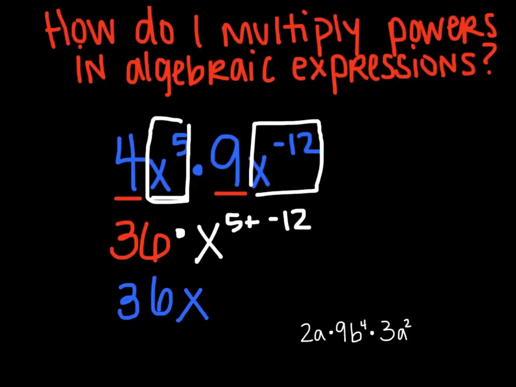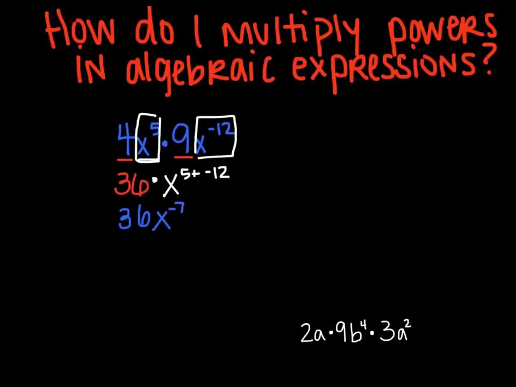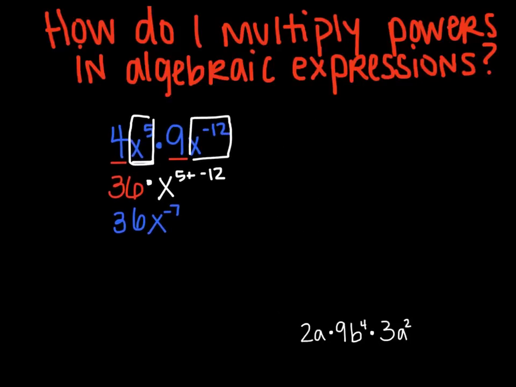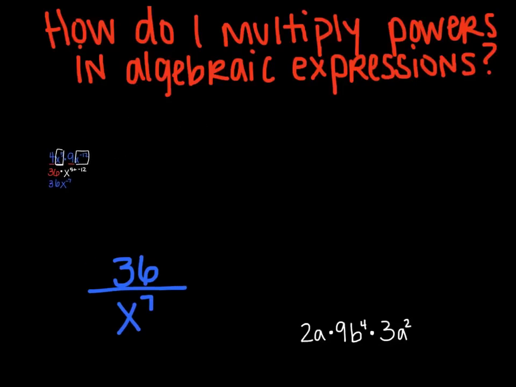So then my final answer is going to be 36 times x to the -7th power. And here's where I just mentioned previously about negative exponents. We're not done here because we have to deal with that negative exponent, simplify that. So we are then left with 36 over x to the 7th power. And that is the final answer on that problem.